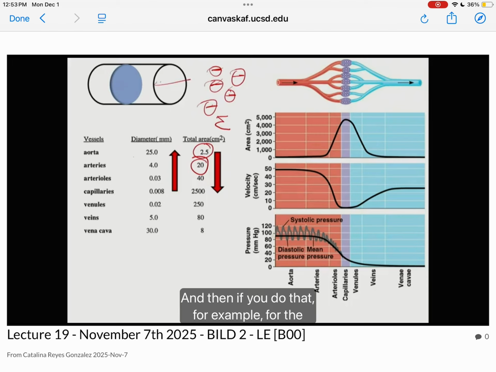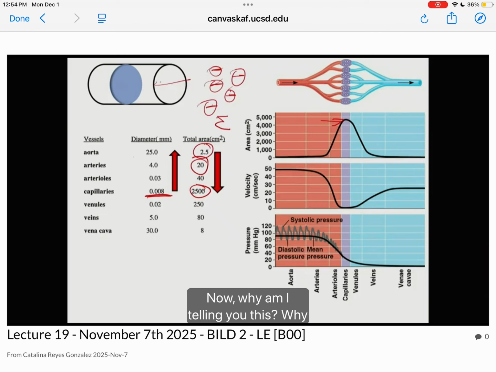And then if you do that, for example, for the capillaries, even though each of them is tiny, you have hundreds of thousands of them. So you sum the cross-sectional areas, and the largest cross-sectional area is going to be in the capillaries. And then it starts decreasing as you go from venous veins to the vena cava.